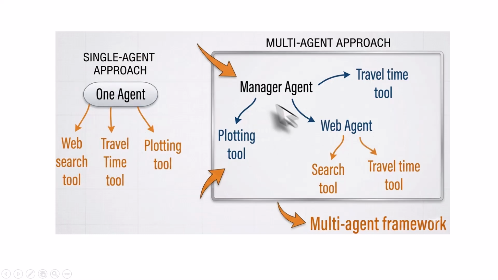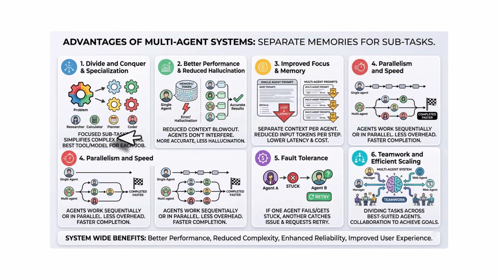Instead, if we divide the tasks among multiple agents, each agent can work as a specialized agent that performs a specific task, instead of one agent doing all the tasks. So the manager agent supervises the web agent and also has access to plotting tools. So with multi-agent systems, where multiple agents work together to achieve a common goal, each agent can be specialized for a subtask or role, and they communicate and coordinate like an AI team. It's like teamwork, right?